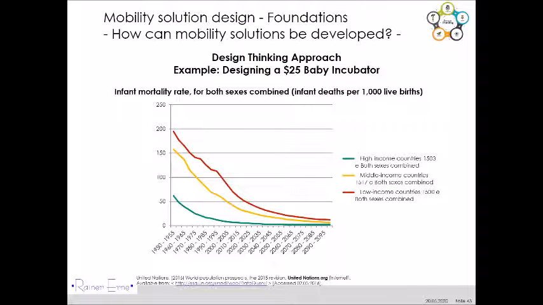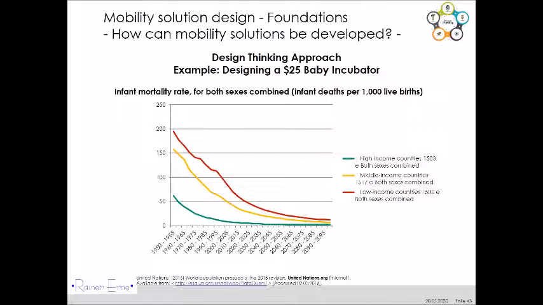But the bad news are in low-income countries, the infant mortality rate is still that 50 infant deaths out of 1,000 live births, which are mostly due to insufficient medical support, especially in rural areas in low-income countries. One of the reasons for the infant mortality rate are premature babies.